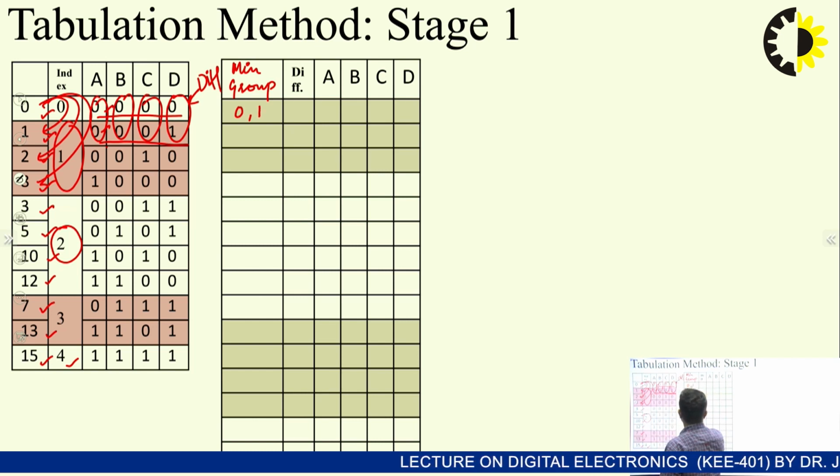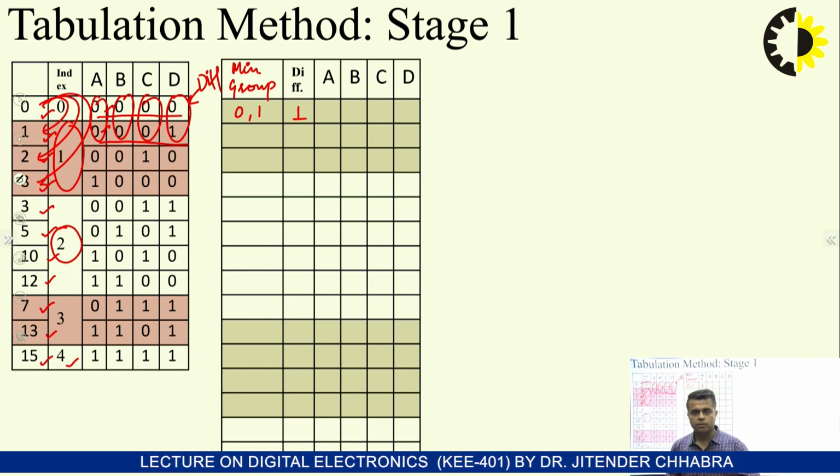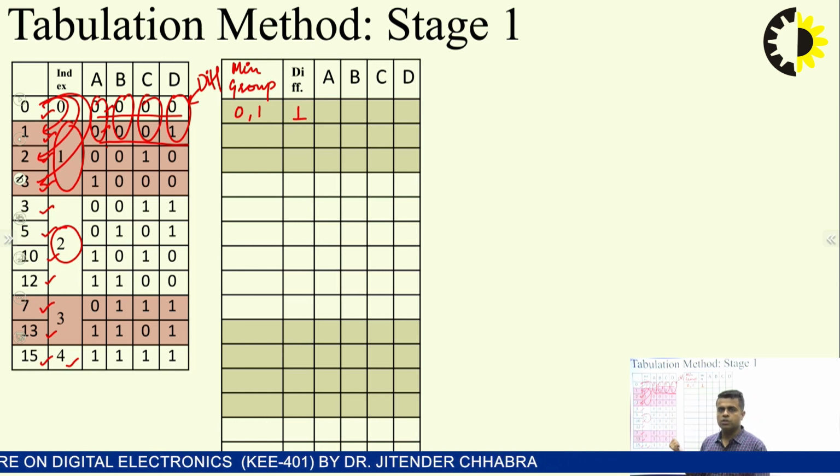This difference is 0 minus 1, difference 1, or 1 minus 0, difference is 1. This difference we will be using in the next table. That's why I am writing it here. For the time being, this difference has no significance in preparation of this table. We are writing this difference so that we will be able to use that table in preparing the next stage table.